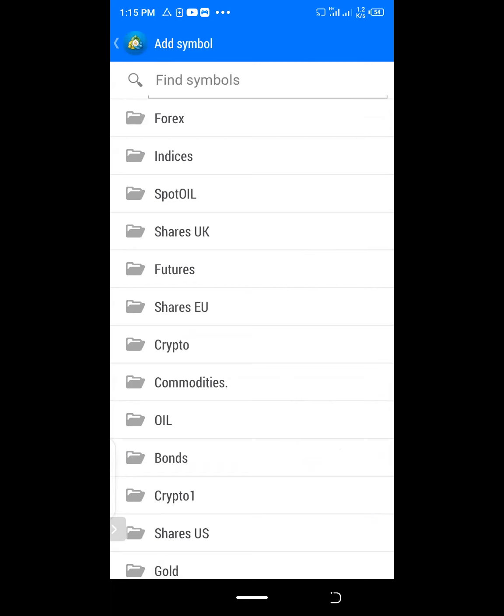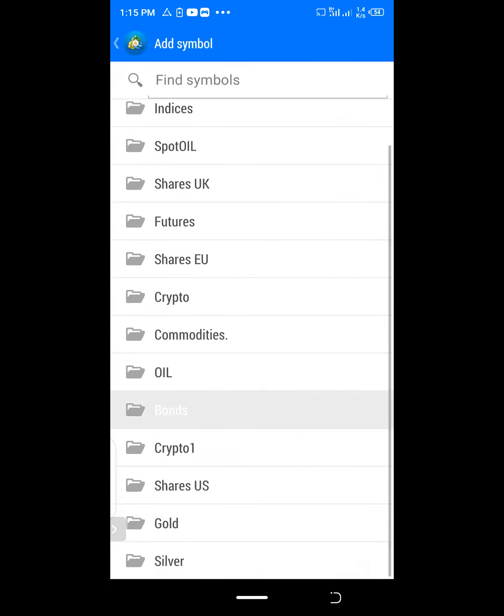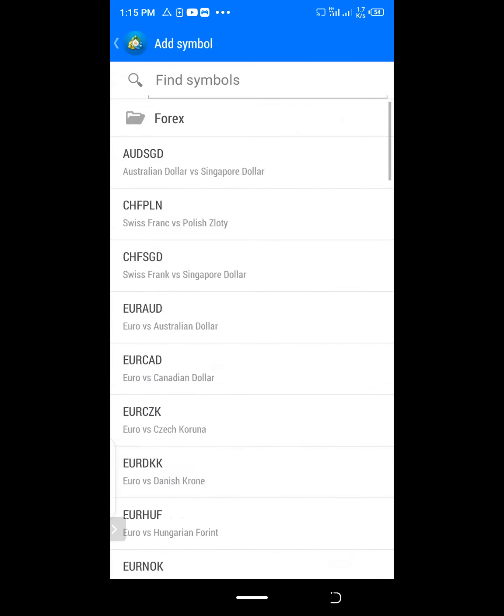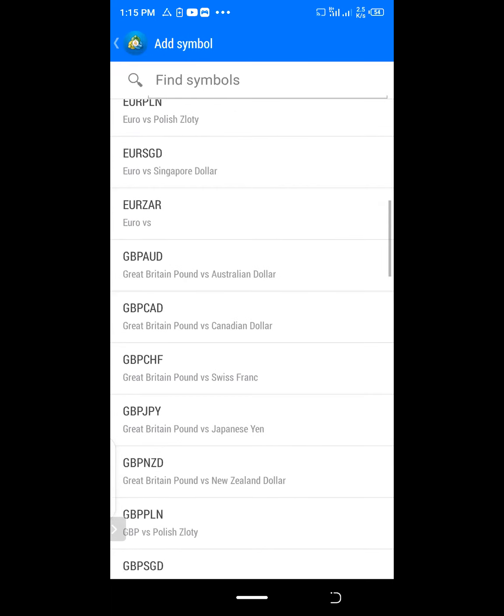We have forex, we have indices, we have oil, we have cryptocurrency. You can see commodity, oil, bond, gold, silver, and so on. Now, if for instance you want to add a particular currency pair that you don't have there, all you need to do is click on forex and look for the pair that you are looking for.